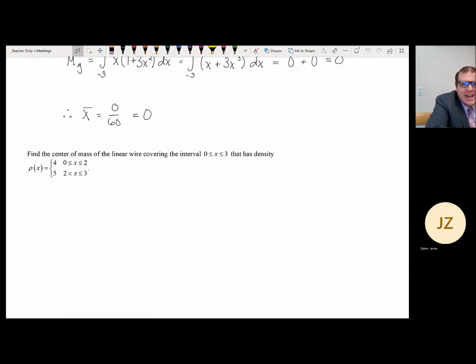We're again going to look at a linear wire. Interval will be 0 to 3. Density is now a piecewise function. At least each piece is constant though, which makes life a bit easier.